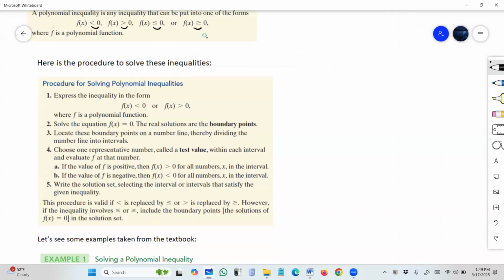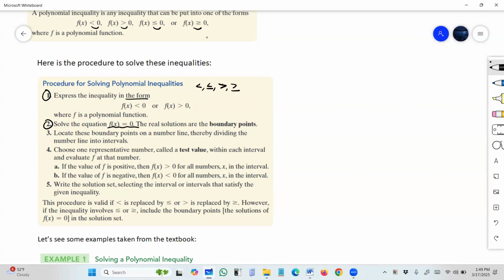You're going to first set the polynomial inequality to 0. So it's either going to be one of these four inequality symbols, and whatever it is on the right side, it has to be 0. So this is our starting point. Then in step 2, we're going to solve pretending that we have the polynomial equal to 0, because we are going to find the roots of the polynomial.